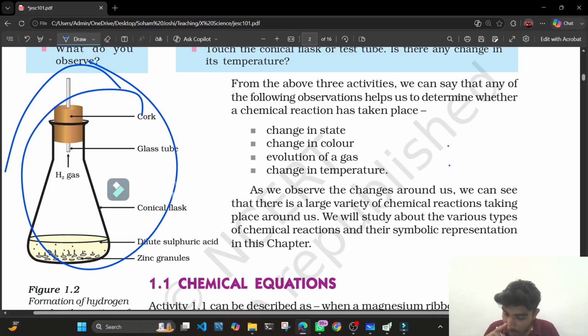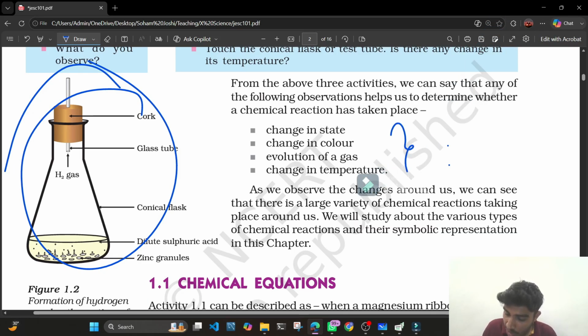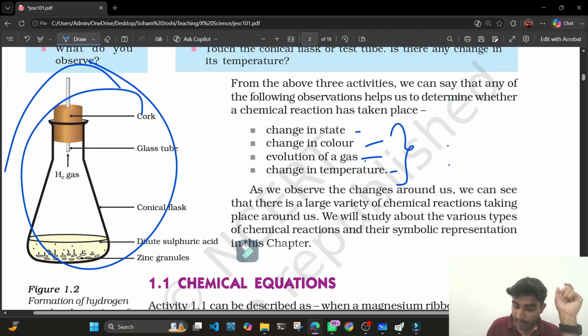So basically, we can say that any of the following observations helps us to determine whether a chemical reaction has taken place or not. Change in state, change in color, evolution of gas, change in temperature. ठीक है? Let's take a basic example of दूध का फटना. पहले दूध था, its state was liquid.